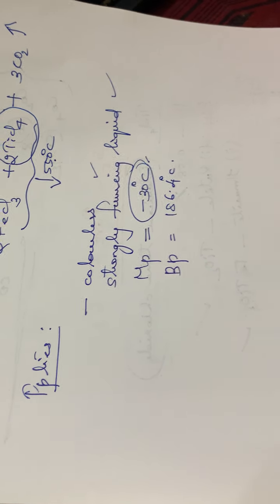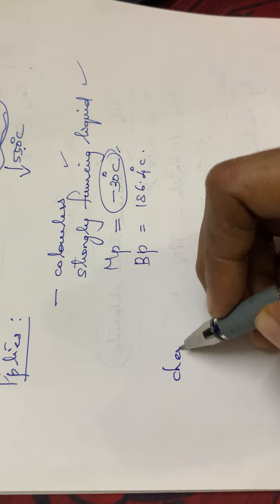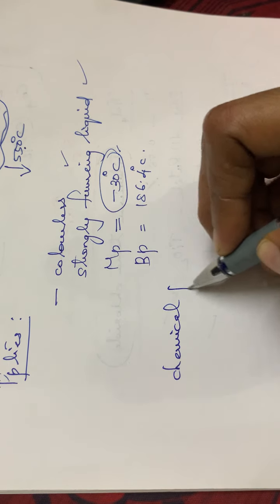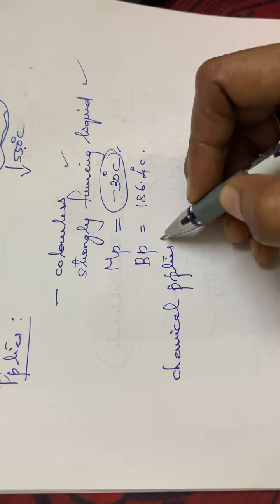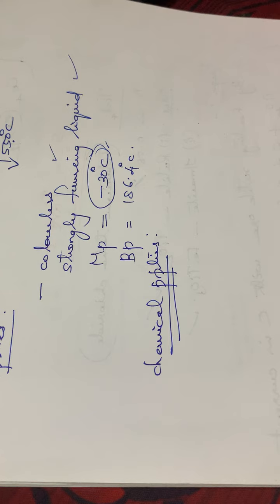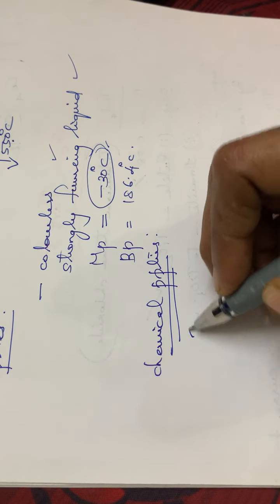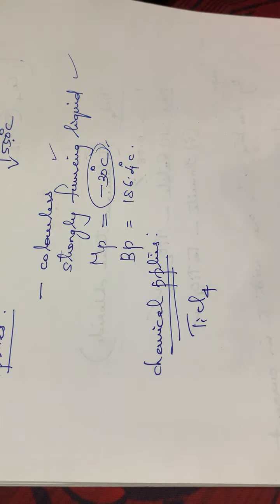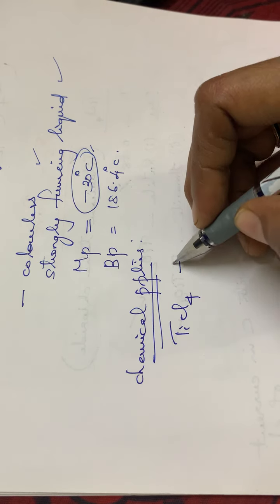And then coming to the chemical properties. Chemical properties means the reactions which that particular compound gives. So here we are discussing titanium tetrachloride, TiCl4, on hydrolysis.